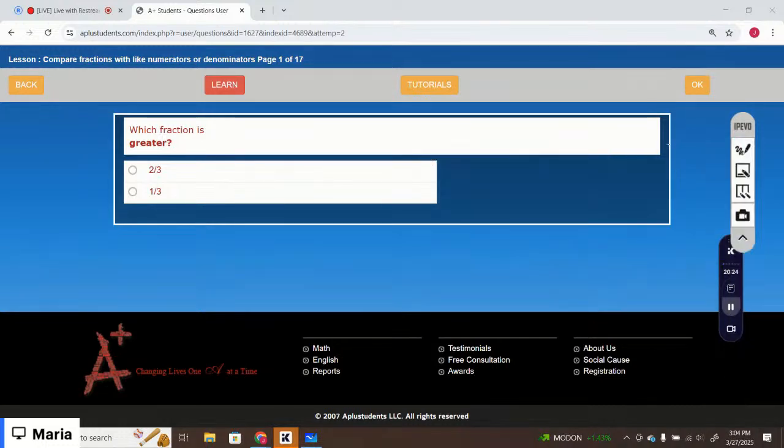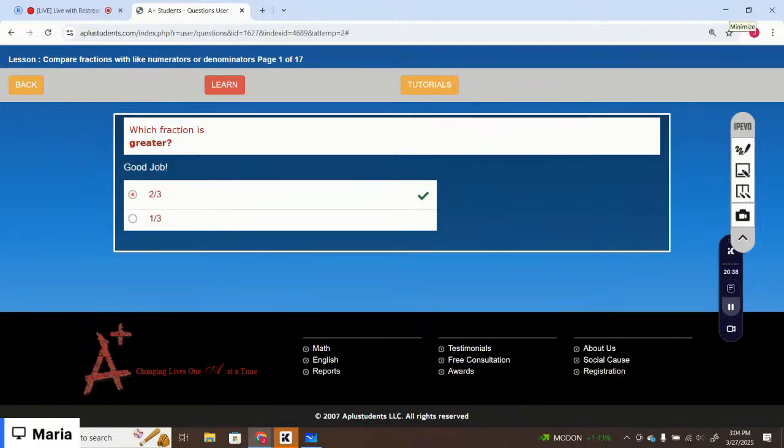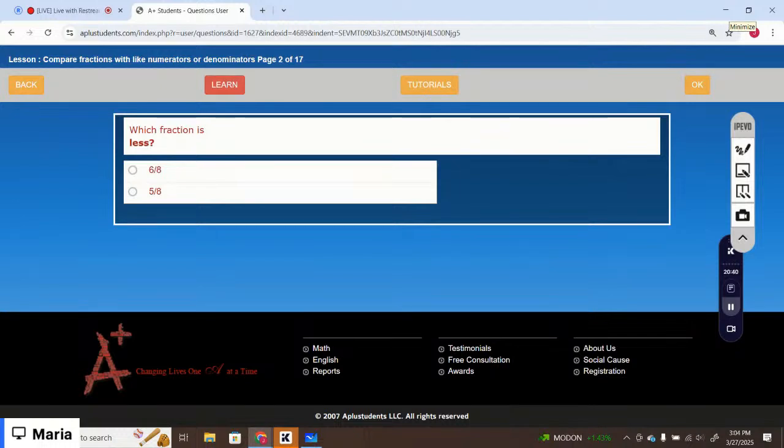That is, 2 by 3 is greater. In case they have like denominators, you have to compare their numerators. The greater numerator means the greater fraction, right? Which fraction is less? 6 by 8, 5 by 8. Which is the correct option? So again, both the fractions have exactly the same denominator.